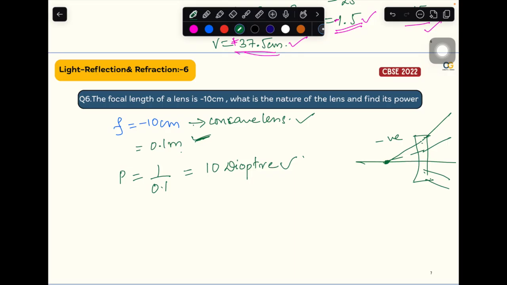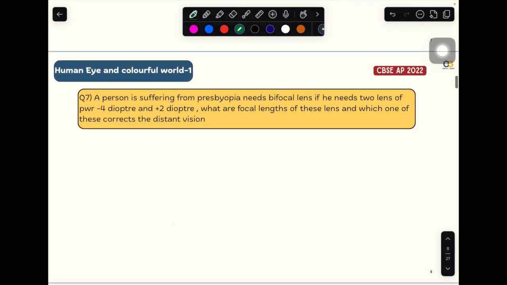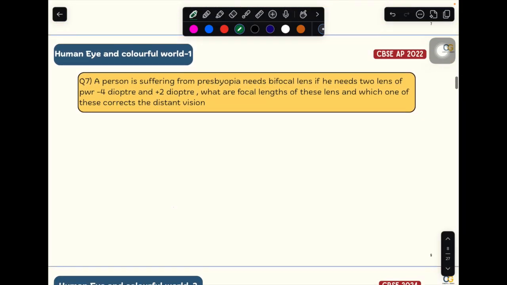So let's get started and move to the next chapter, which is human eye and the colorful world. As you know, this chapter is more theory based, but there are some numericals that can be asked. So we will do 2-3 questions on defects, 1 question on prism, and 1 on natural phenomenon, so that you get a taste of how numericals can come from this chapter.